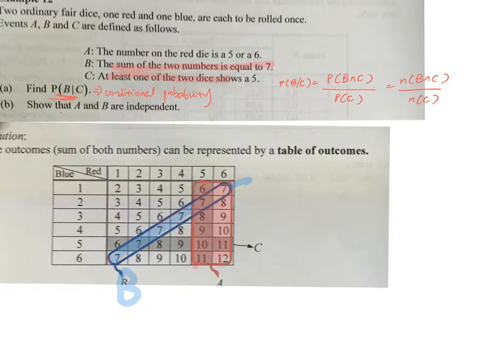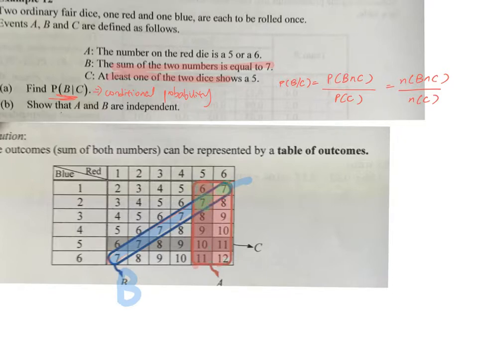At least one of the two dice shows a 5. So it can also be 5, 5 even. So if I look at B intersect C, I can see that there can only be two possibilities, either this and this. There are only two of them, over here.